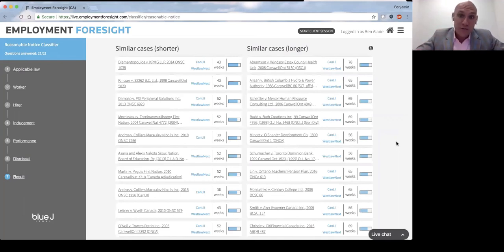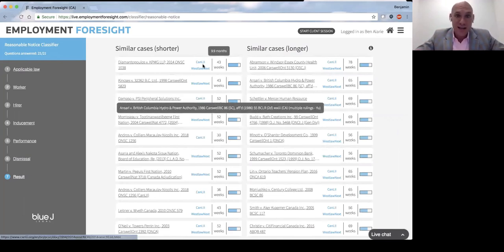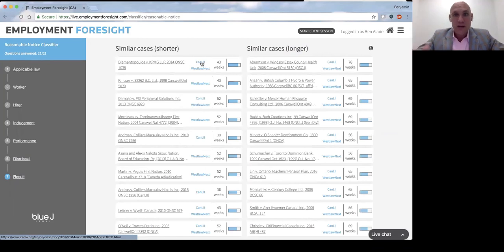If you want to drill down even further, you can just click on the case, and it'll take you either out to CanLII or to other databases where you can read the full text of the judgment, if you really want to geek out and read the judgments. For some people, that's something that they really like to do, and it makes them feel a lot more comfortable about the situation before they know how they want to proceed.